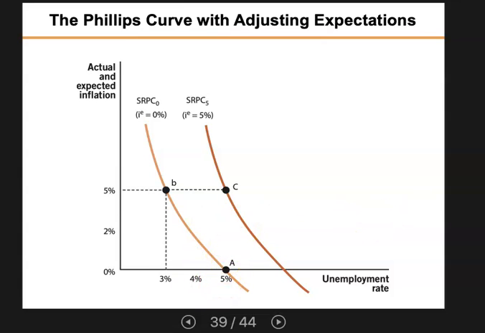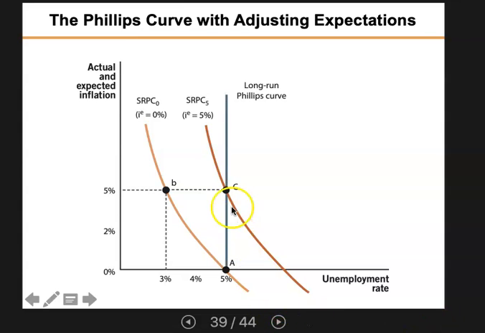Now, this is a different short-run Phillips curve, right? So we have short-run Phillips curve 0 and short-run Phillips curve 5, for each level of expectations about inflation. For the first line, expected inflation is 0%. For the second line, expected inflation is 5%. So we have a different short-run Phillips curve for different expectations of inflation. That makes sense? This is the new modern Phillips curve.